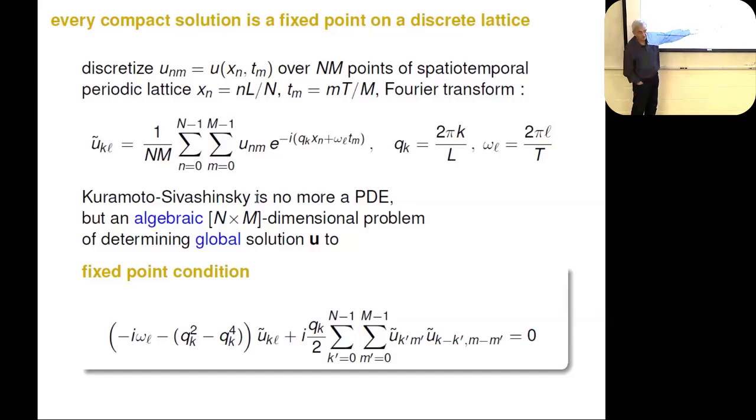So I'm looking for a field at Fourier space position K and Fourier frequency L in time. And I'm looking for a set of such fields such that every place satisfies the equation, which in this case came from Kuramoto-Sivashinsky. So it's some Laplacian terms and a nonlinear term. All of these equations just look like fixed point equations of the kind we've already solved. But now we have it in this very general setting.